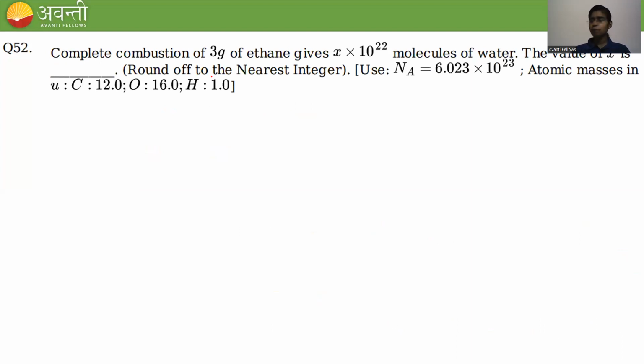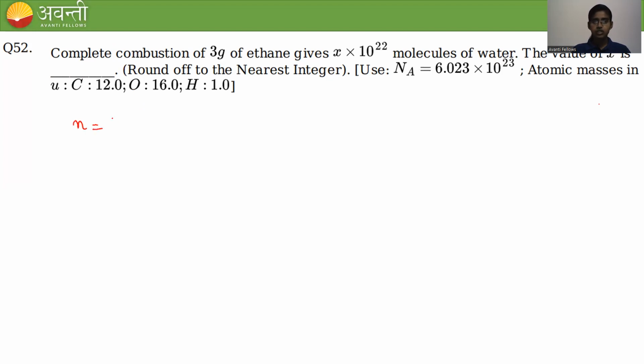Coming to question number 52. The complete combustion of 3 gram of ethane gives X into 10 to the power 22 molecules of water. The value of X is. So we have to find out the value of X, and atomic masses are given to us. So let me find out the number of moles of the component first of all.